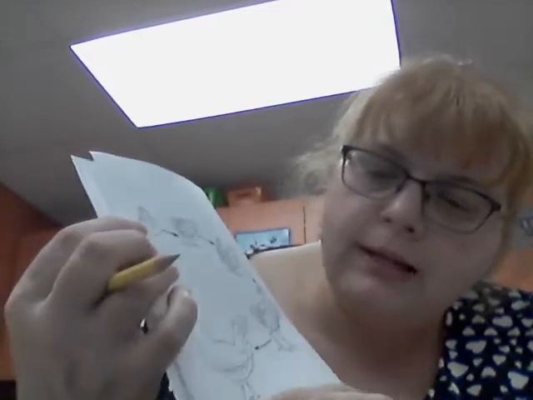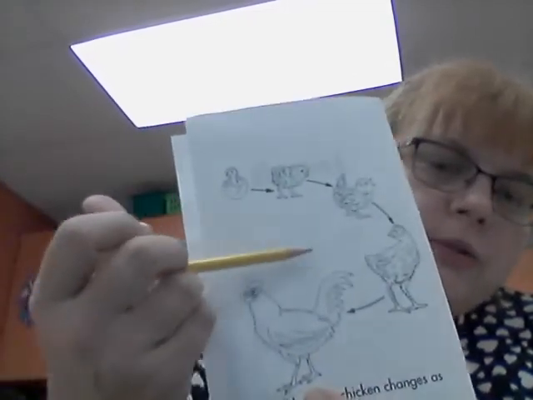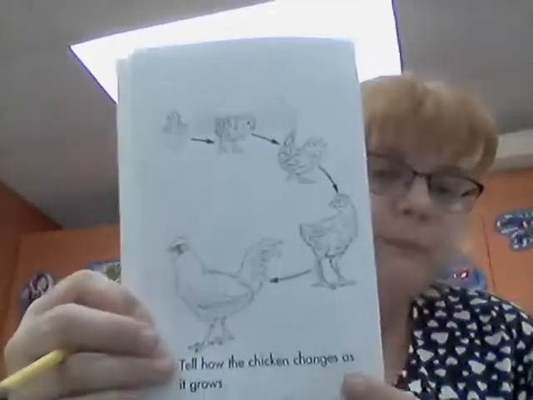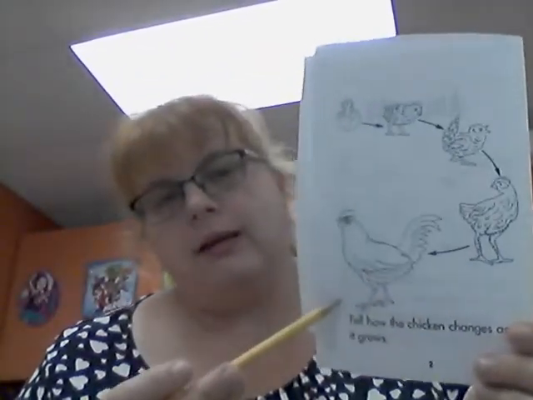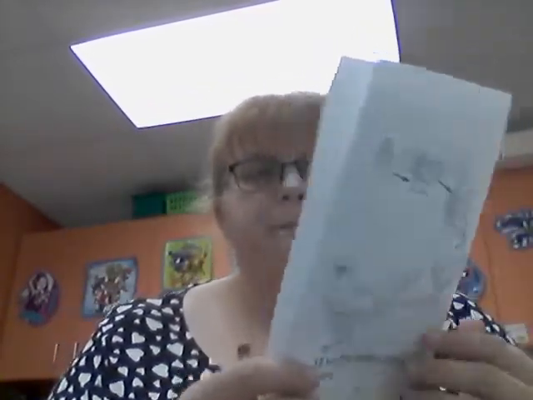Then it gets a little bigger and it loses most of its fur covering and it's mainly just feathers. And then by the end, it grows its tail out. It actually becomes more vocal. And then it can, well, this is a rooster, so it cannot lay eggs. But if it was a hen, it could lay eggs and start the cycle all over again.